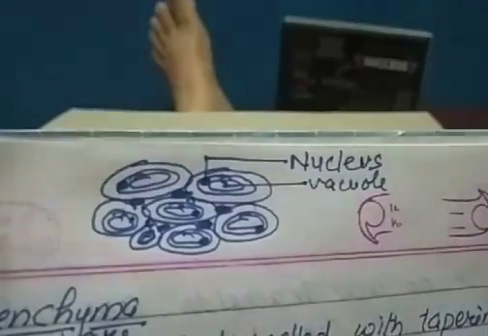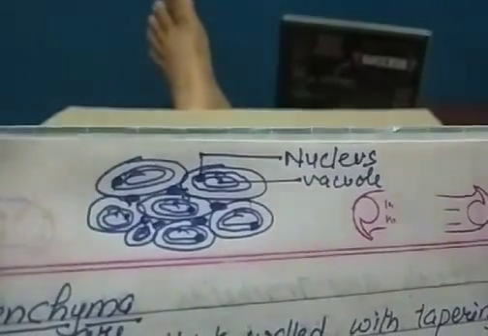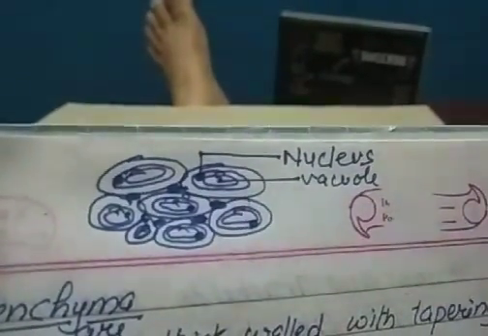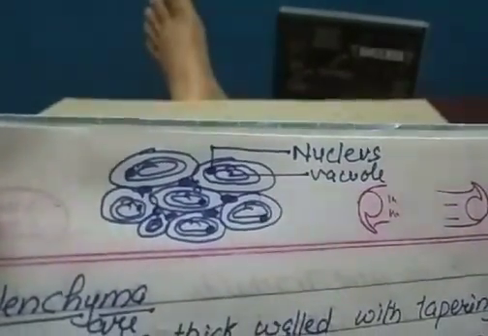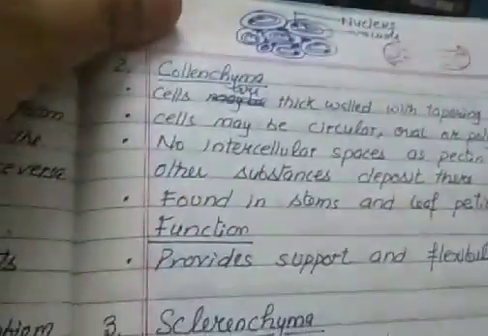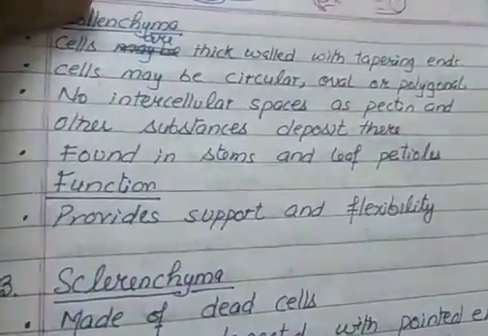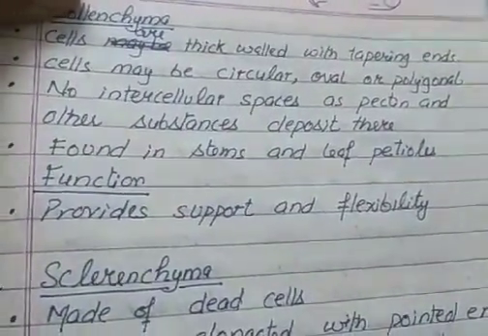So you can see the diagram from here. Nucleus is well developed, vacuole, and spaces you can see these are packed with pectin. So no intercellular spaces. Function: provides support and flexibility.